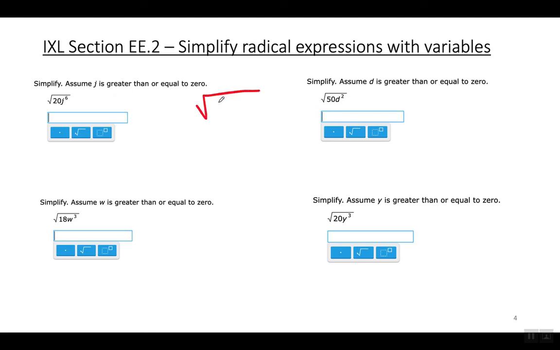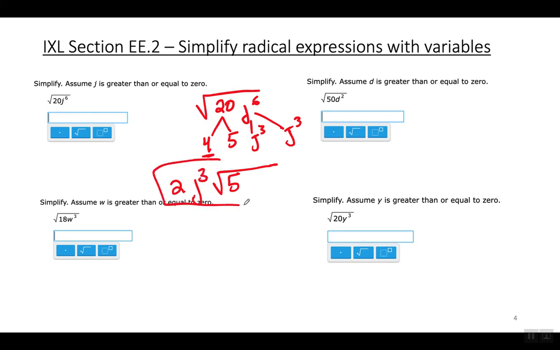Square root of 20, j to the 6th power. So 20, I break it up into 4 times 5. The square root of 4 is 2. And the 5 I cannot do anything with. J to the 6th power, I could break it up into j to the 3rd power times j to the 3rd power. So that means that the square root of j to the 6th power is j to the 3rd power. And here's my answer for this one.